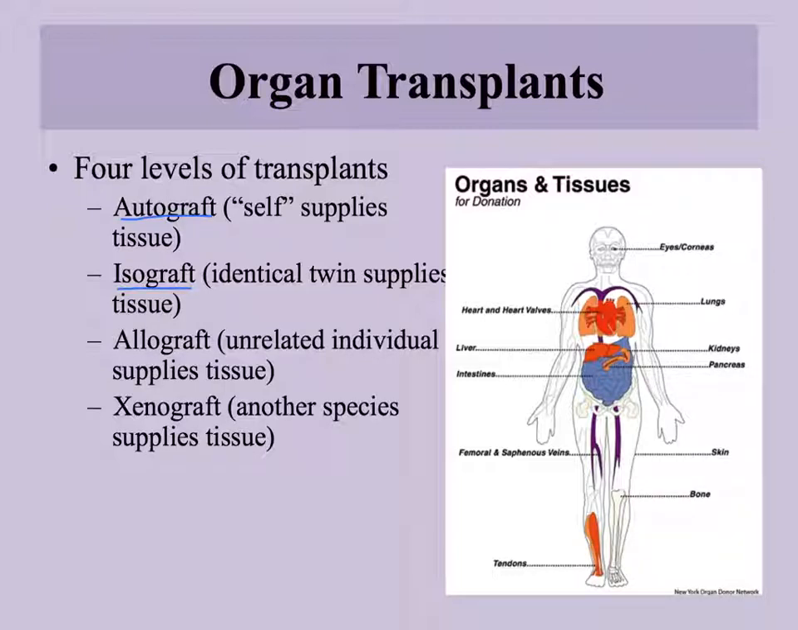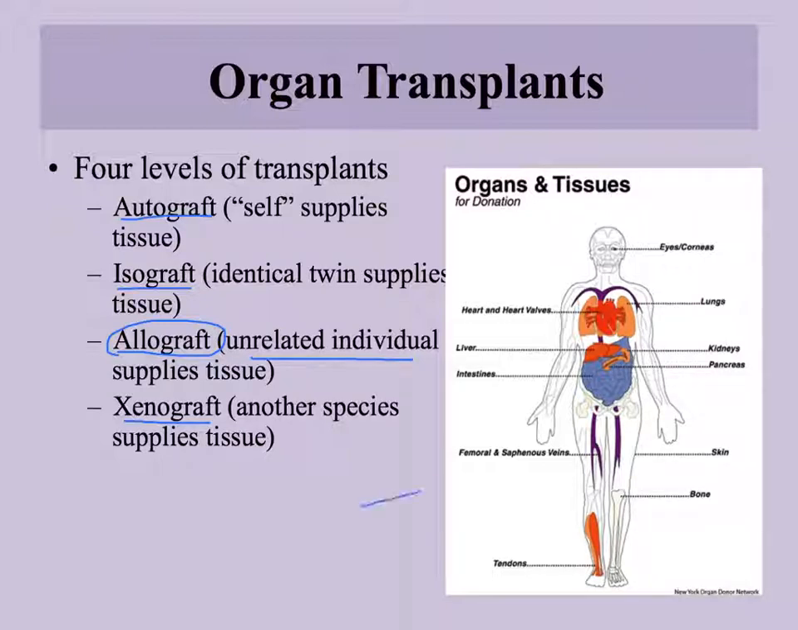An allograft, which is really what we're going to be talking about in this particular video, is when you have an unrelated individual supplying the tissue or the organ for a transplant. And then there are a few cases where you have a xenograft, where another species supplies the tissue. I know someone who just had the mitral valve replaced in his heart last year, and his valve came from a pig, so we are still doing that.